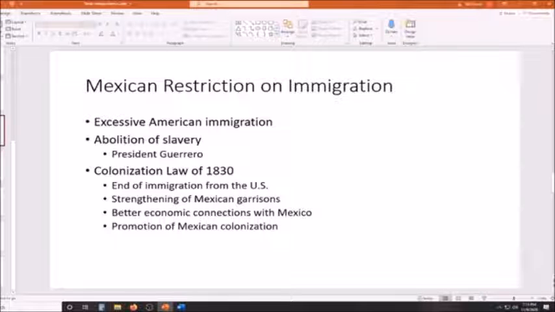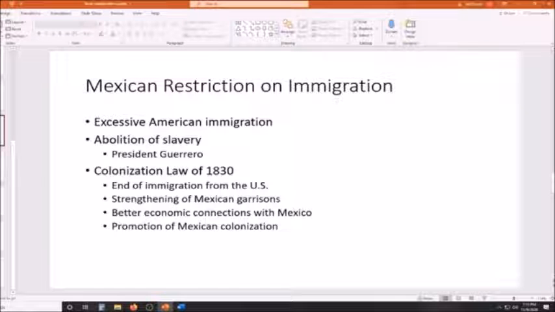A number of these Anglo-American immigrants were slaveholders who came to Texas, brought their slaves with them, and started plantations. Okay, and that was their idea. They were going to make a profit off of that land that they bought for a very cheap price in Texas. And so many were slaveholders, had a large amount of slaves.